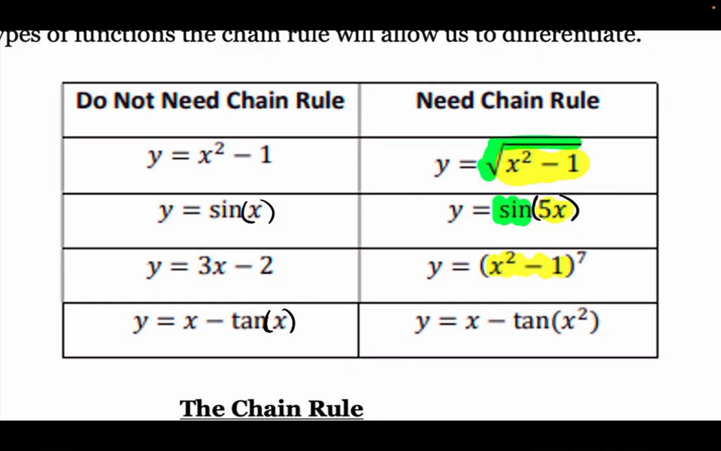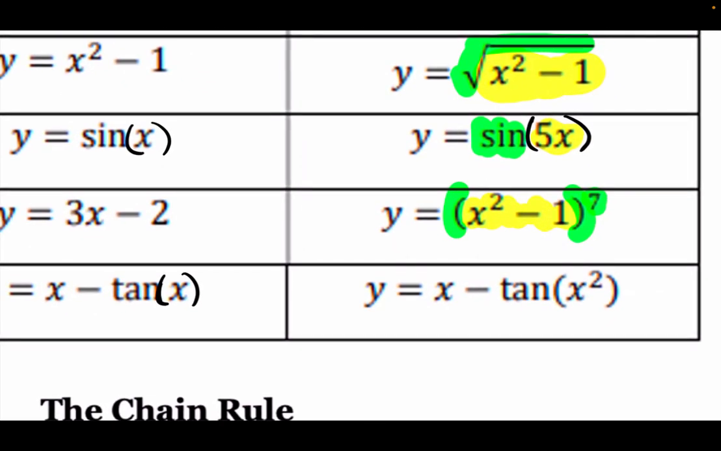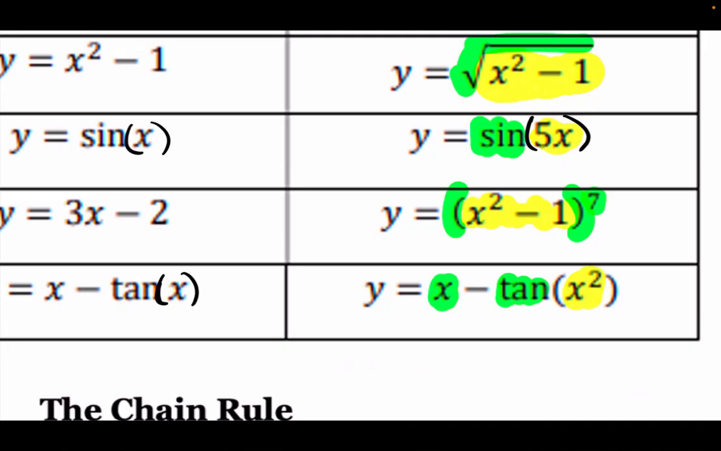And then the outside is something to the 7th power. What is to the 7th power? The inside, right? The inside. And then same thing with the last one. The last one, the outside, oops, x, negative tangent. The inside is x squared.